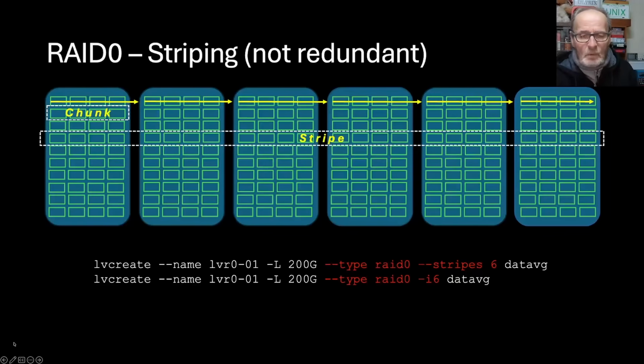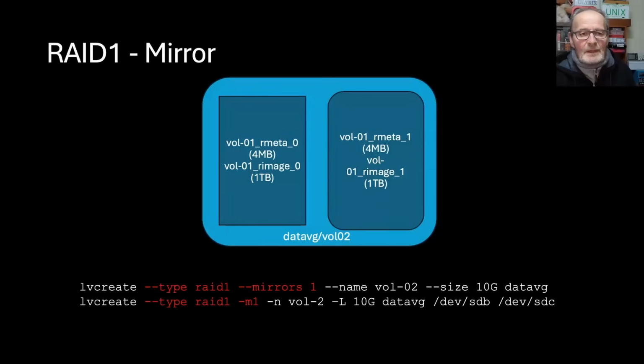How do you create one? Well, it's almost identical to creating a linear volume, but you add 2 extra arguments. So we have to say what type it is, and we say --type raid0. --stripes indicates how many disks are in this stripe: --stripes 6. Data VG is the name of the volume group, and that will create us a 200 gigabyte RAID 0 volume. Okay, so let's start off by looking at mirrors.